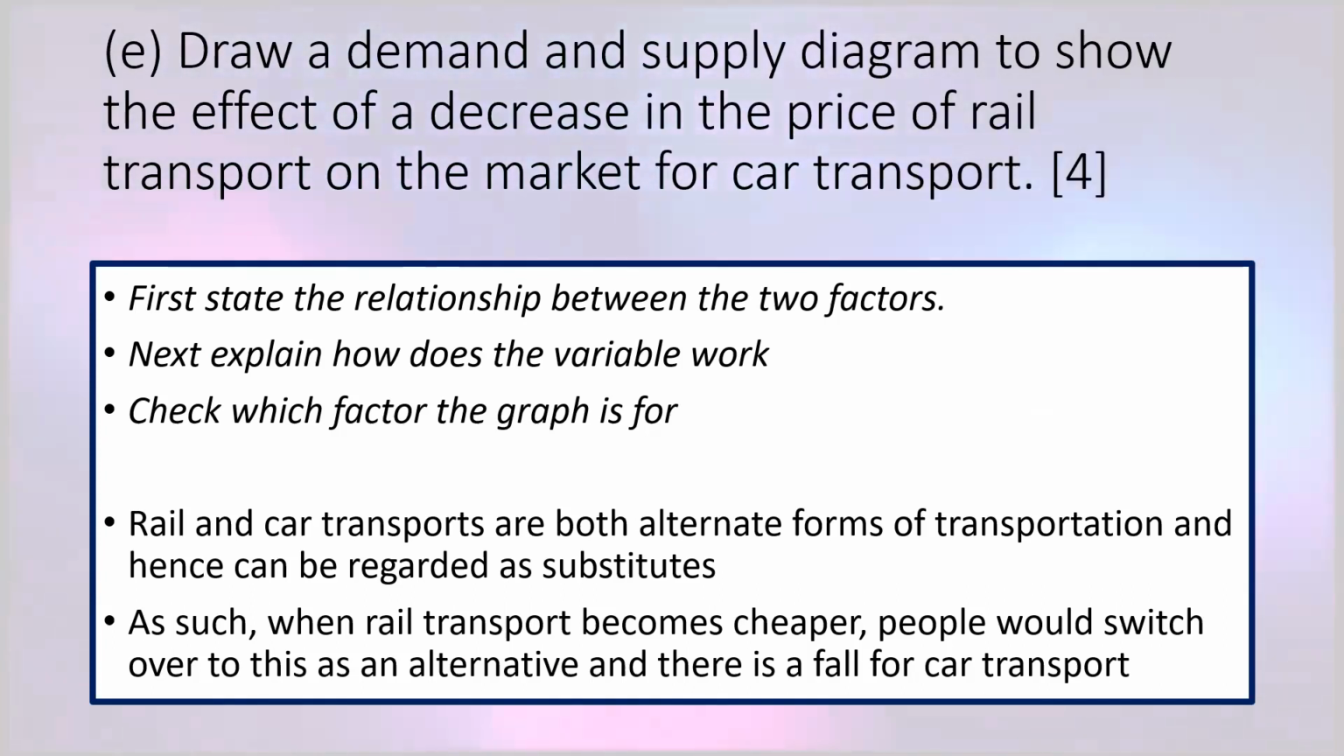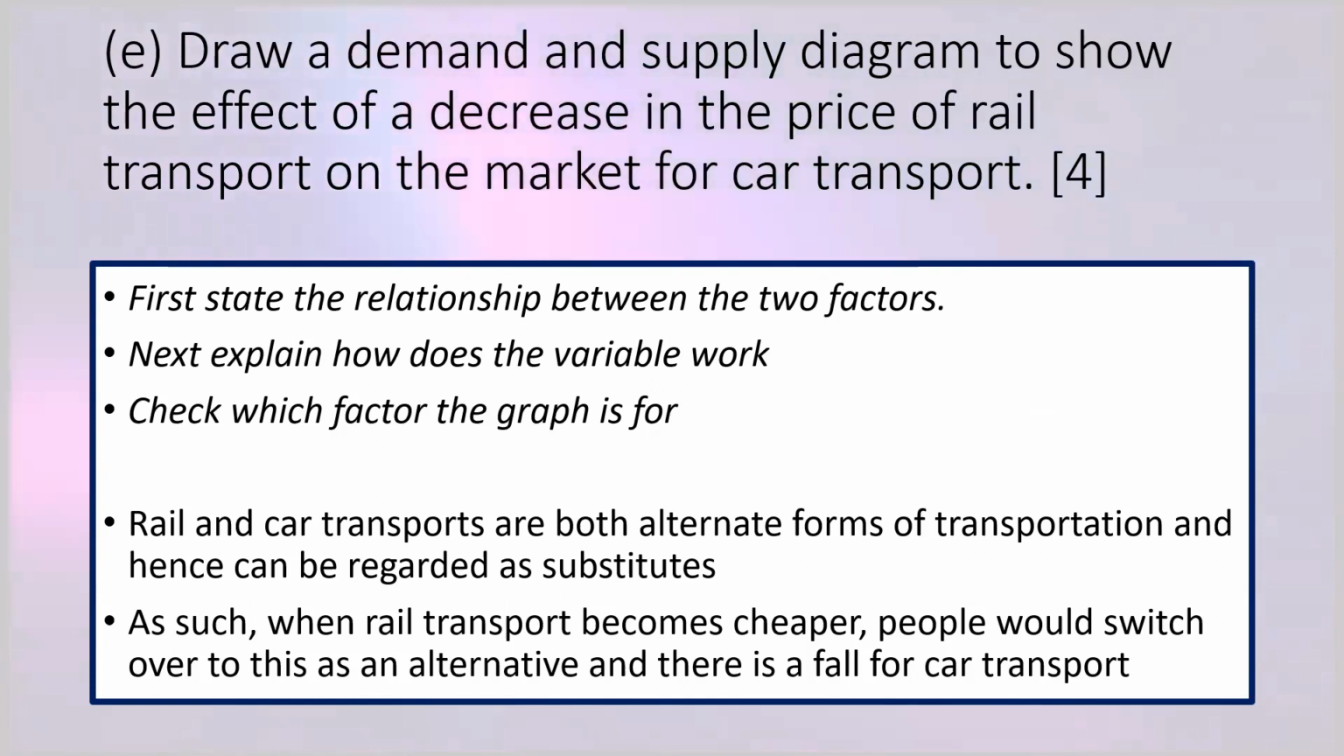All right. So check which factor the graph is for. So let me go through the thing. Rail and car transports are both alternative forms of transportation, and hence can be regarded as substitutes. So I've shown them why it is called substitutes. Okay, they're both transport systems, they're just different types. You can get from point A to point B.